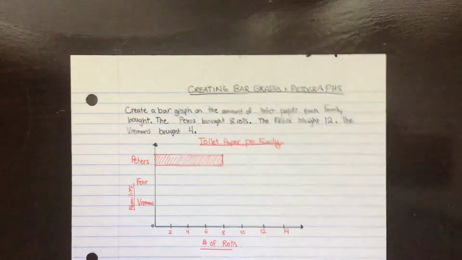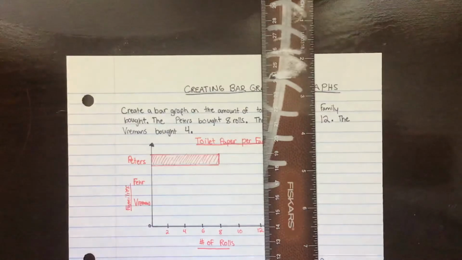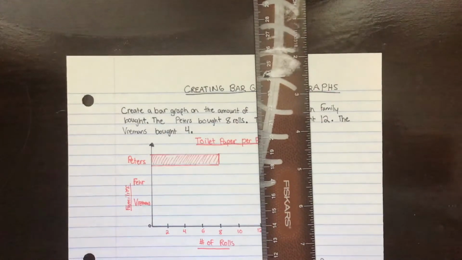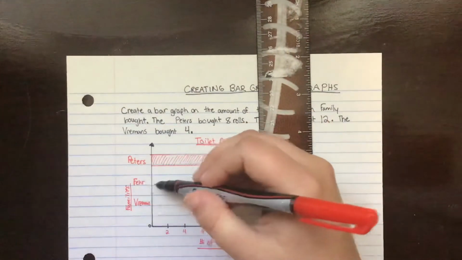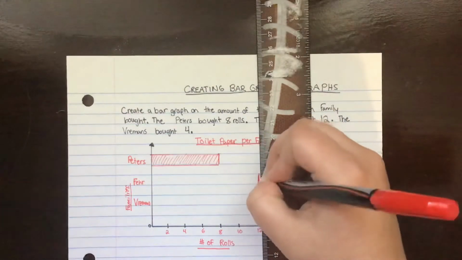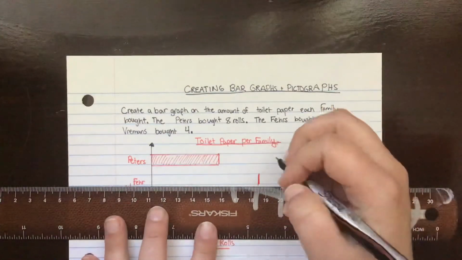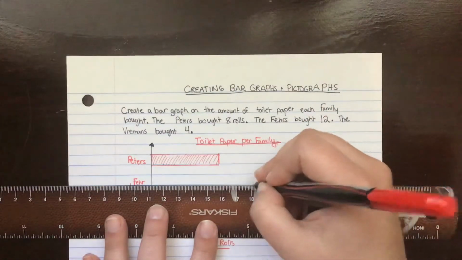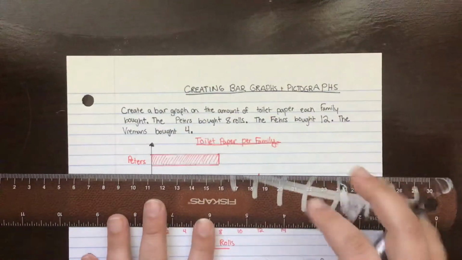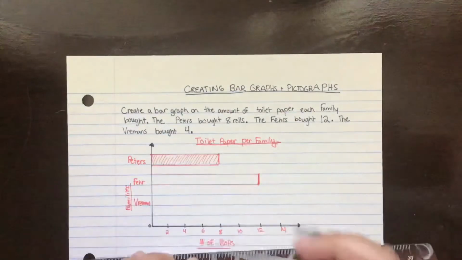The Fairs bought 12 rolls. So once again, I'm going to take my trusty ruler. I'm going to line it up with the 12, and I'm going to go up to where the Fairs are. There's the Fairs right there. So I'm going to draw my line right there. Lovely. Once I have my vertical line, I'm going to draw my horizontal bar. So using my ruler, 1 there, and 1 there, and then I color it in.